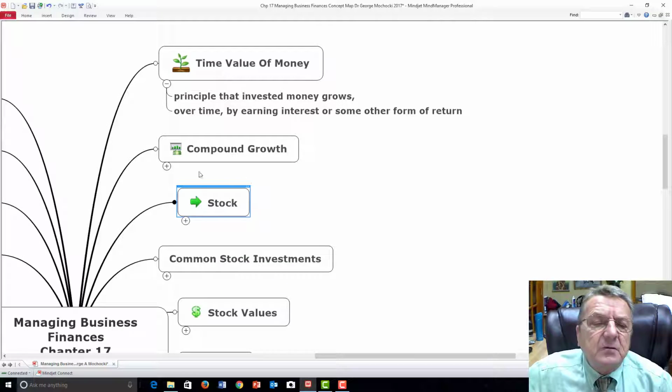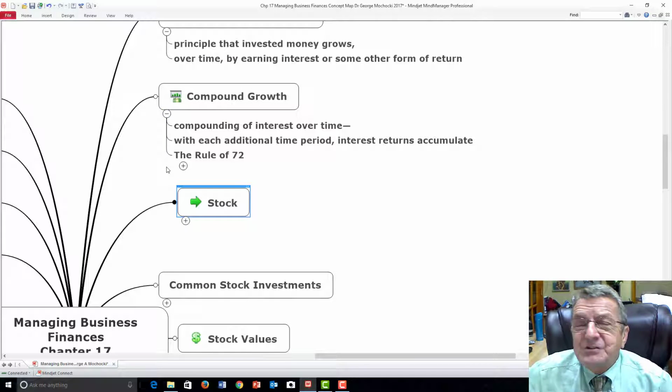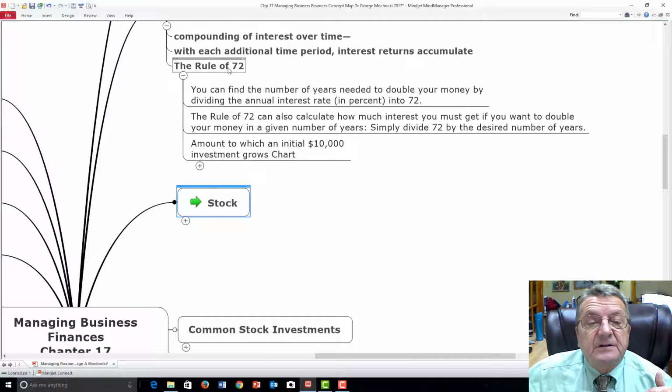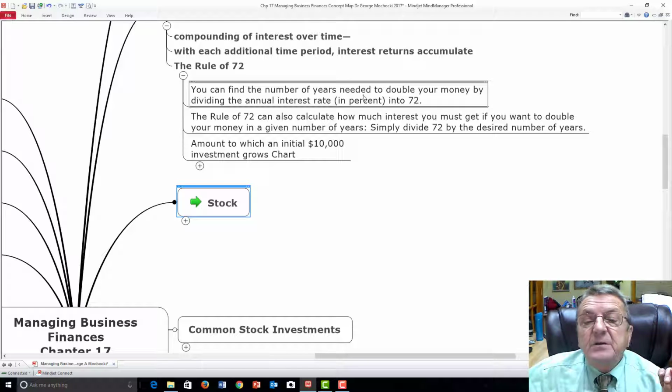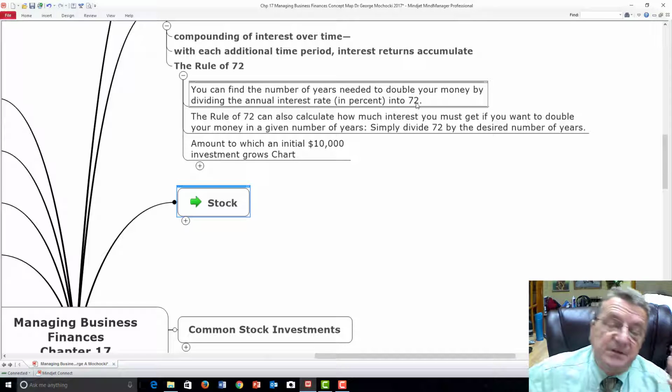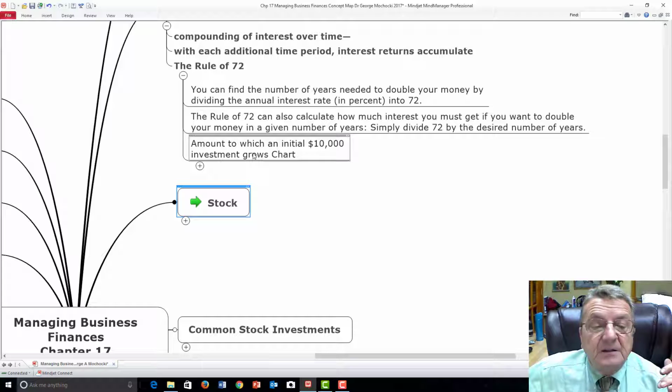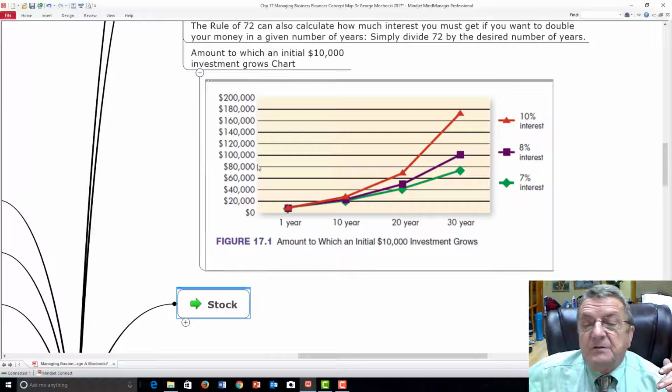Now compound growth. If you look at compound growth, those of you with any kind of charge cards or anything else, when I put something in, I don't even touch it. It's compound interest over time. With each additional period, the interest returns are accumulated. And here's the rule of 72. We talked about this. You can find the number of years needed to double your money by dividing 72 by the annual interest rate.